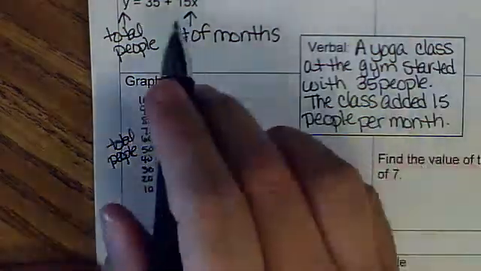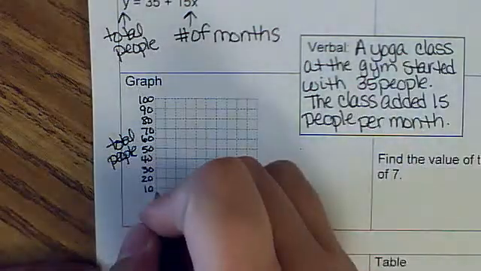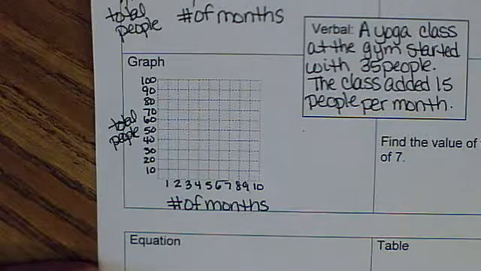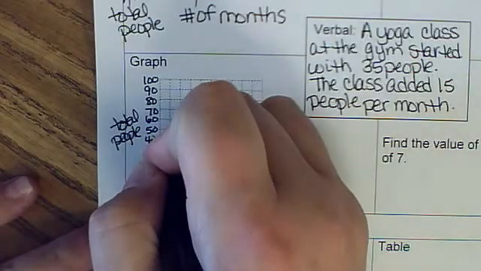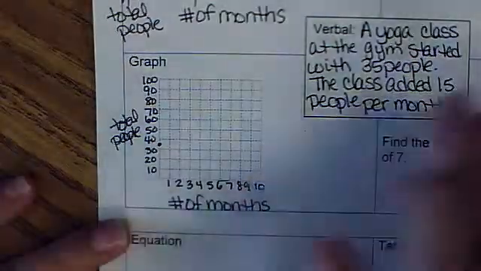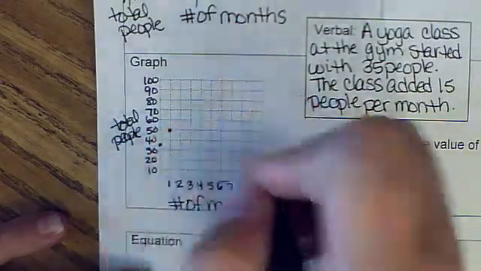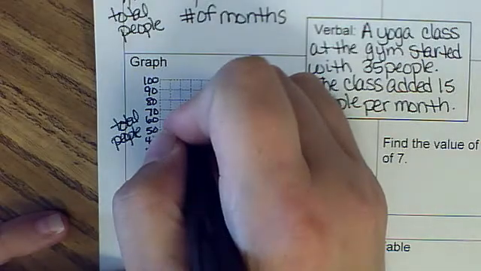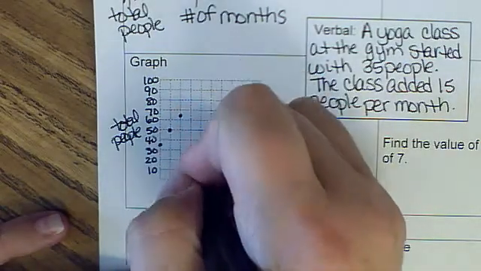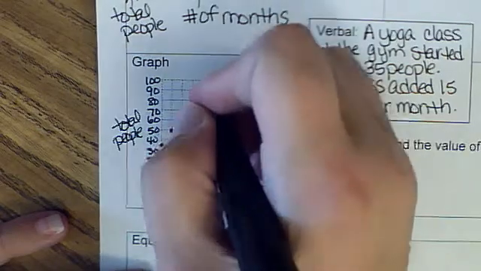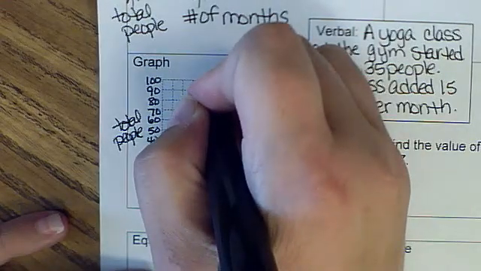Okay, so we know that the yoga class started out with 35 people. So 35 is where? 35 would be between 30 and 40. Okay, at 1 month in our table it says 50, so 1 month, 50. 2 months is 65. 65 is right between 60 and 70. 3 months was 80. 4 months was 95.